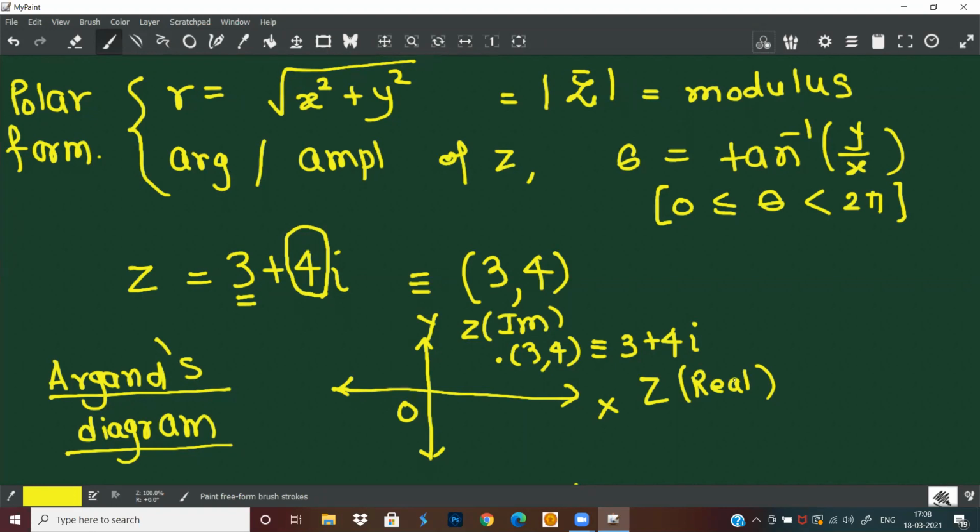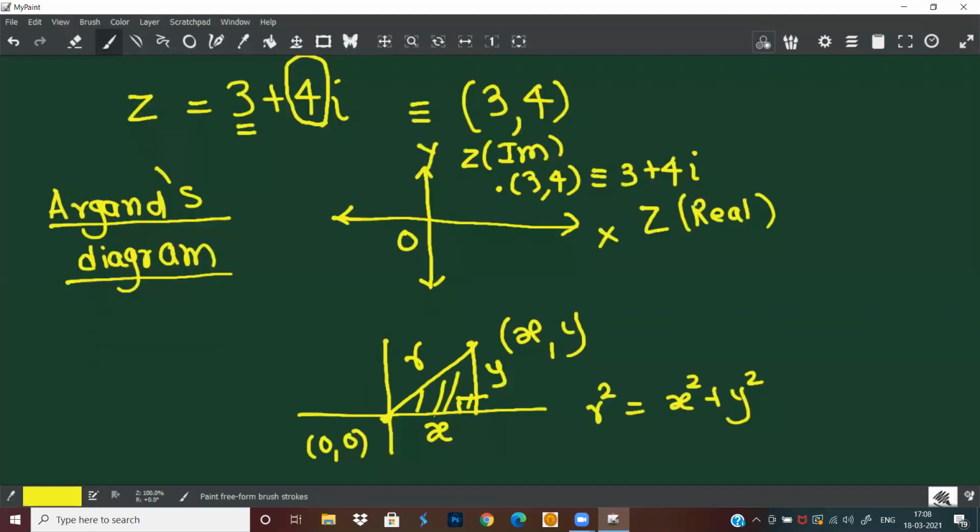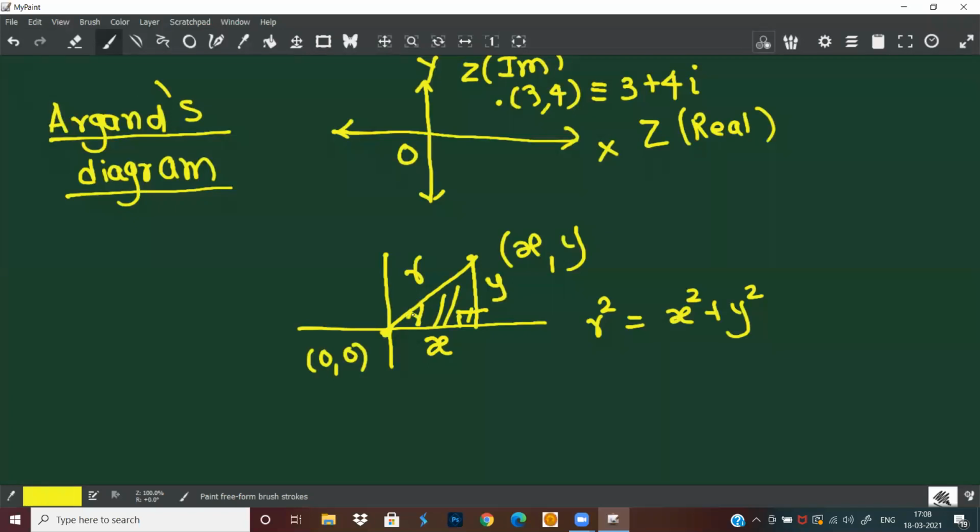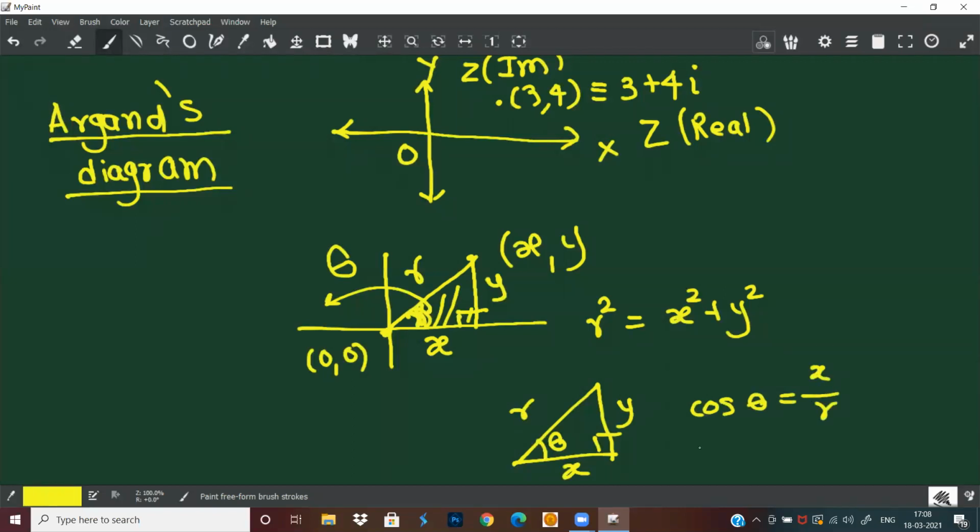And how do I get the amplitude or argument? See the same figure. If you call this angle theta, this is x, this is y, and this is r. So what is cos theta? Adjacent side upon hypotenuse. And sin theta is y by r.